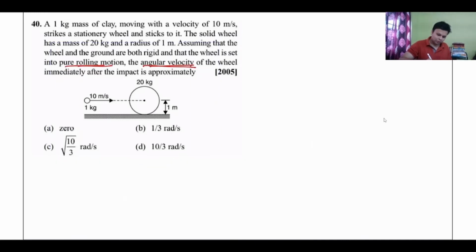So what is the angular momentum? Let's see. So I can say initial angular momentum. Angular momentum is represented by L. Conservation of angular momentum. Let me write it this way.